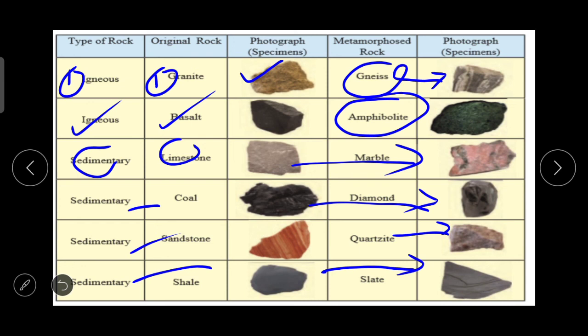So this is how rock gets morphosed or metamorphosed, we can say, और उससे एक नया टाइप जो है रॉक का हमें मिल जाता है.